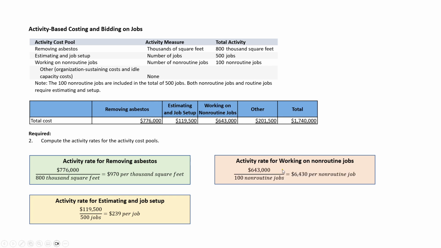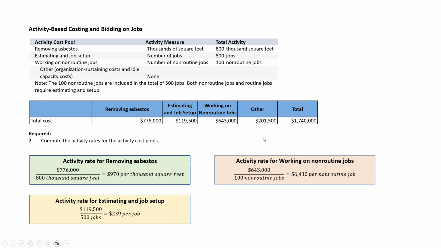Activity rate for working on non-routine jobs, 643,000. That's a substantial amount that we feel like is just related to non-routine jobs. It's driven by the number of non-routine jobs, which is 100. 643,000 divided by 100 is going to be $6,430 per non-routine job. Now, you may feel like, well, have you just hidden it?